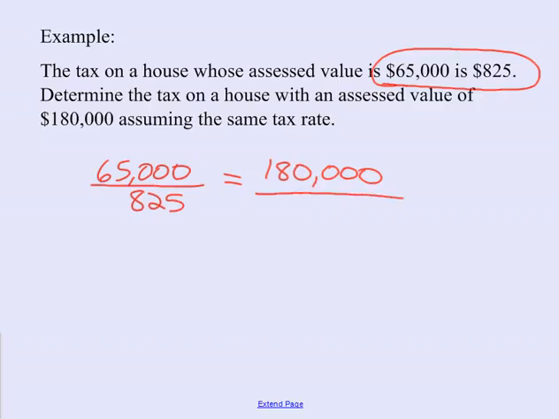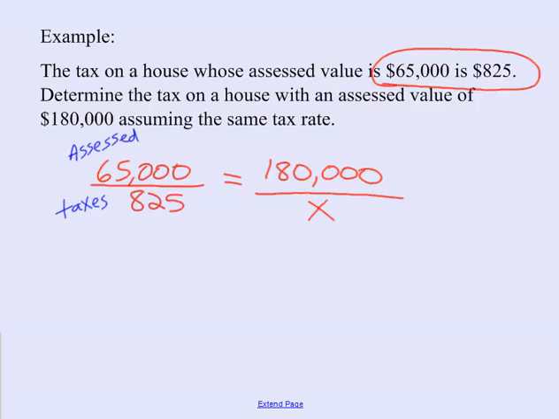180,000 will go over the amount of taxes in dollars for that house, and at this point we don't know what that is. That's what we're being asked to find. So setting up this proportion, just so you understand here, we have the assessed values on top, and we have the taxes on the bottom in both ratios.